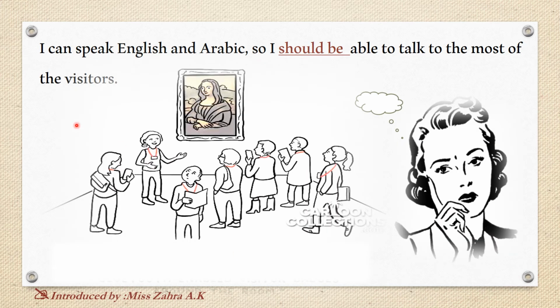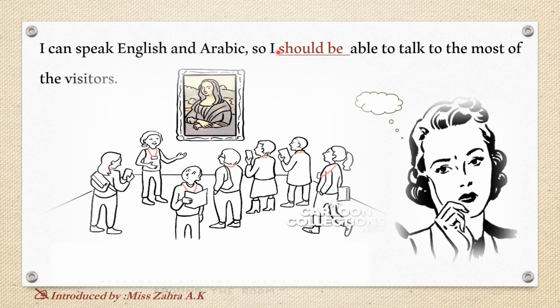And another example to make it so clear. مثال آخر. I can speak English and Arabic. أنا أستطيع التحدث بالإنجليزية and Arabic والعربية. So لذلك I should be able to talk to the most of the visitors. لذلك I should be ينبغي أن أكون قادرة to talk للتحدث to the most of the visitors لأغلب السواح أو لأغلب الزوار. I can speak English and Arabic.